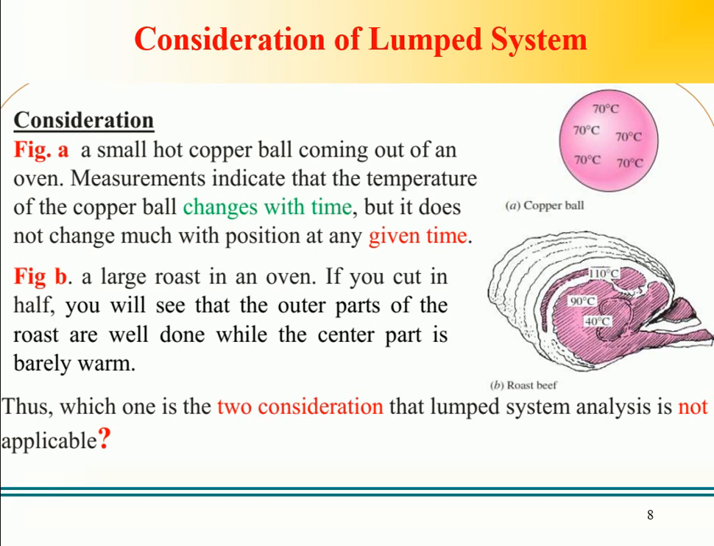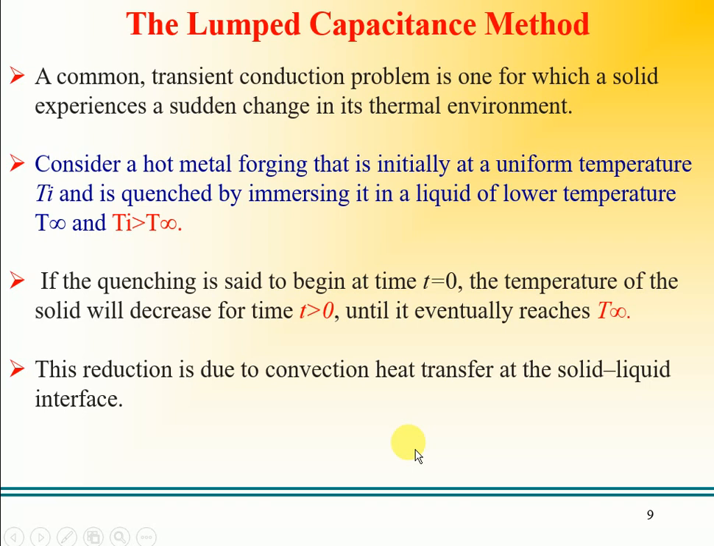After some time, if you cut and measure the temperature at different positions inside, you'll see the outer one has a higher temperature, and as you move inward the temperature is reduced. So this cannot be considered, because here the temperature is a function of position as well. Therefore, I cannot consider this one as a lumped system. I think this is understood. So this one cannot be considered lumped, and of course the copper ball, in which the temperature is almost constant at different positions, can be considered as a lumped capacitance pattern.